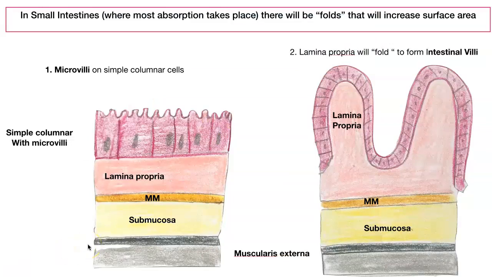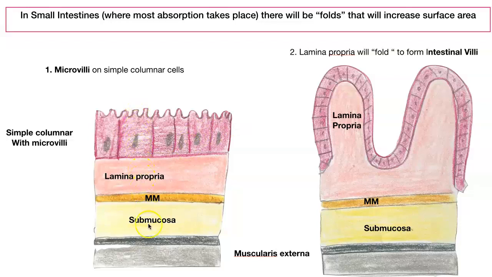So I just drew some drawings so you can understand the next concept better. They're pretty bad, but let's see if you can work through this with me. So we said in the small intestines is where most absorption takes place. We are going to have folds that will increase the surface area. The more surface area that we have, the more area we have for absorption of our food.